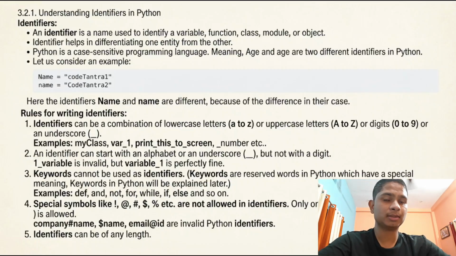Identifiers can be of any length. That is an important thing, because you can write identifiers of any length. Like you can write your name, your father's name as an identifier. You can do anything with an identifier except those restricted things which I have explained.